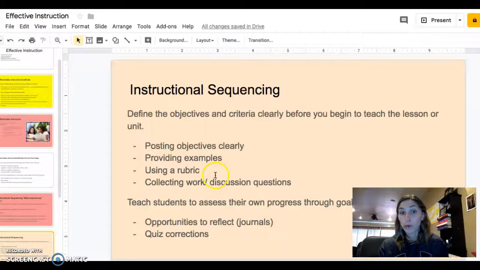But it could also be important if it's group work. You can post the objectives of what you want the group to do. You can use a rubric. And then at the end, collect work or discussion questions. And then at the end of your instructional sequencing, maybe you want to give them opportunities for reflection through journals. Maybe they took a test at the end and you're going to give them time for quiz corrections.